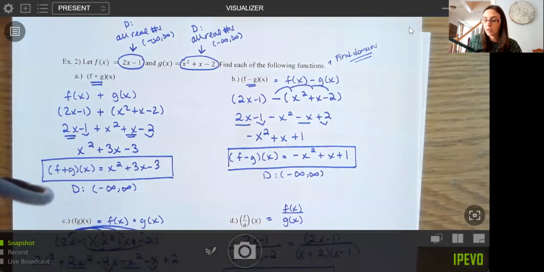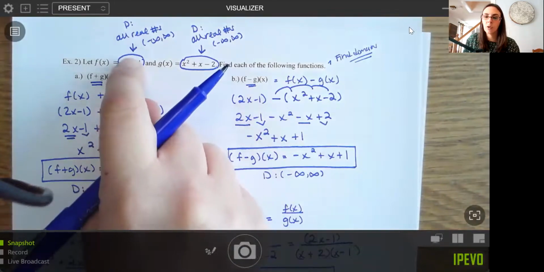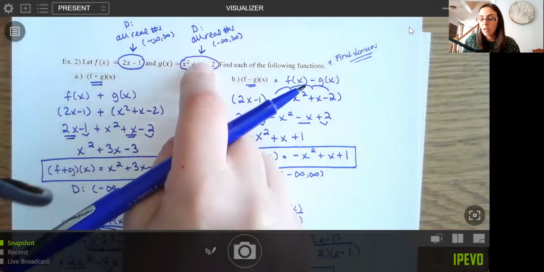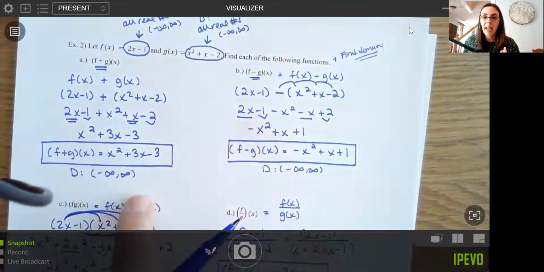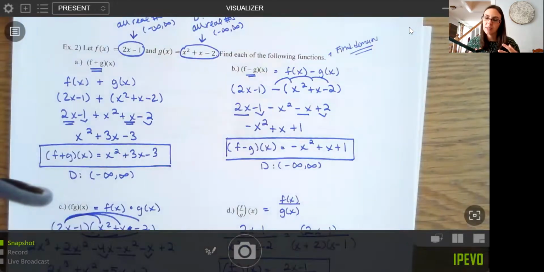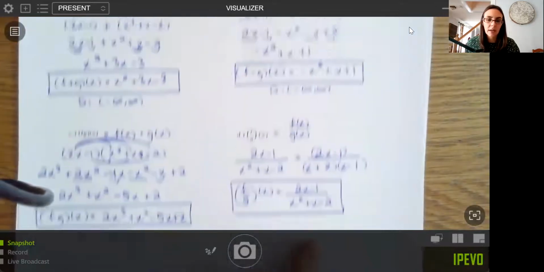If there were restrictions, so let's say this one had a restriction where you couldn't use the number 2, and this one had a restriction where you couldn't use the number 3, then all your domains would have restrictions on 2 and 3 together. So you just kind of put all those restrictions together and exclude everything. But here I don't have that. Everything works, so it's fine.